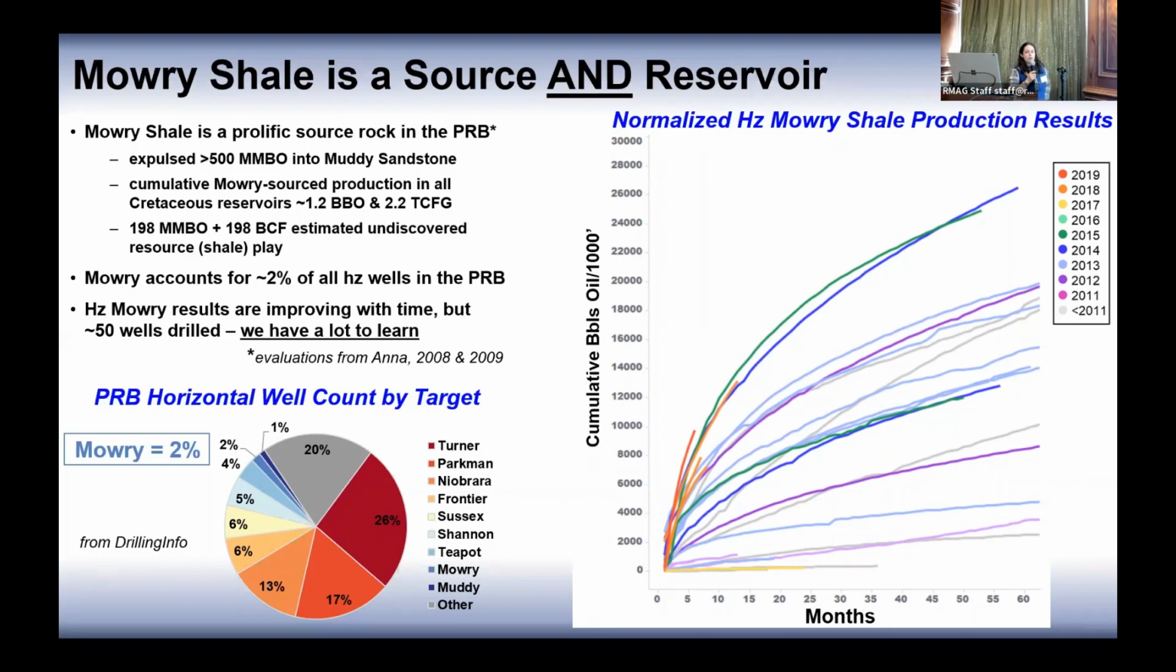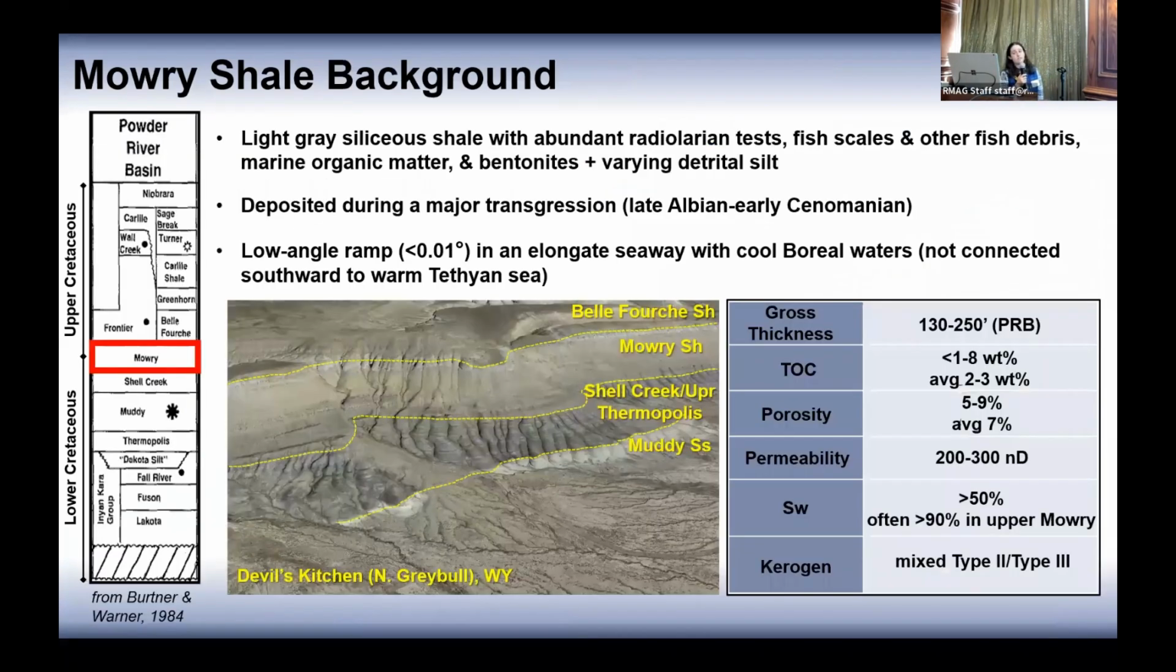So some brief background on the Mowry Shale. It sits just on top of the Shell Creek Shale and beneath the Frontier Sandstone. And it's a light gray siliceous shale with many radiolarian tests, lots of fish scales, other fish parts, and also marine organic matter, bentonites, ash beds, and varying amounts of detrital silt as well. And we'll see some pictures of those on the coming slides.